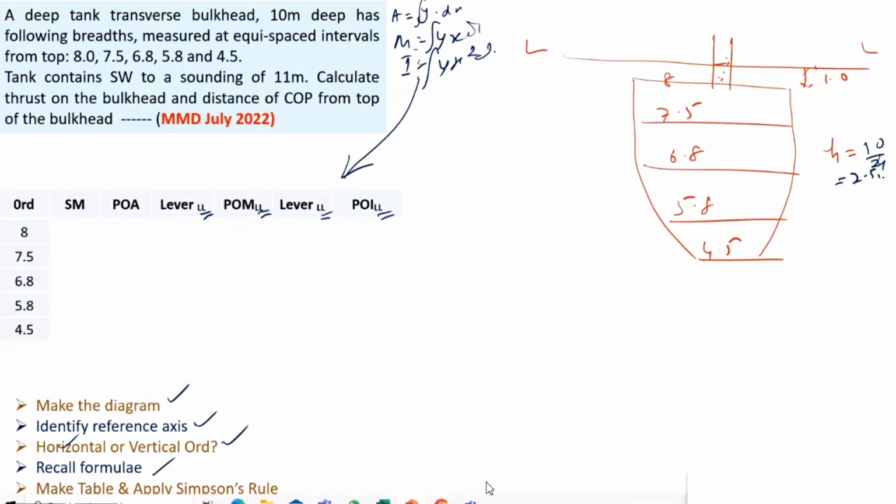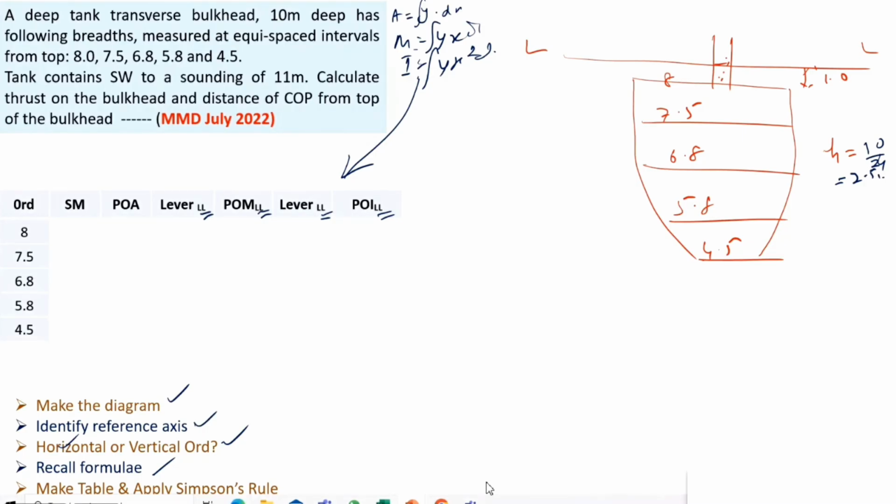Correct? Yes. Please make the table, put the ordinates, put Simpson's multipliers. Anybody in the class who needs a revision on when rule 1 is applicable, what are the multipliers, what is the coefficient? Anybody in the class? Please speak up, don't hesitate. All of you know? Fantastic. Sir, if you can please recap that one, sir.